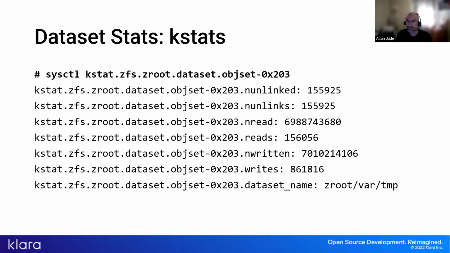You can get the ID of a dataset with zfs get objsetid and the dataset name, and it'll return the number for you to be able to match these up. But as you can see here, if you look at the stats, they actually do have the name as one of the stats to simplify that process.